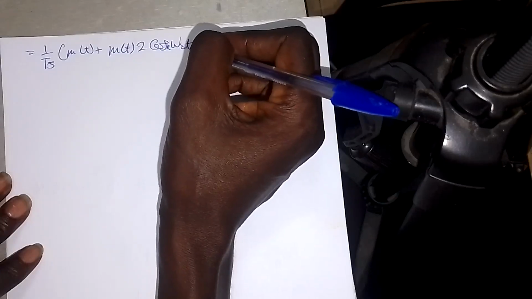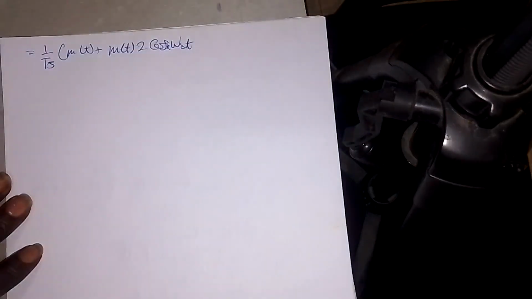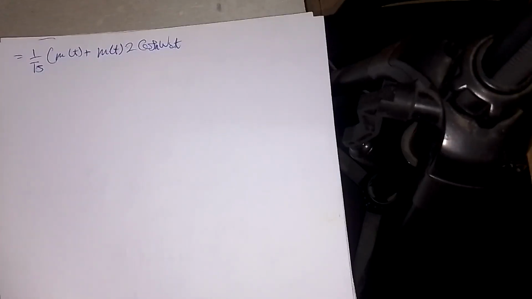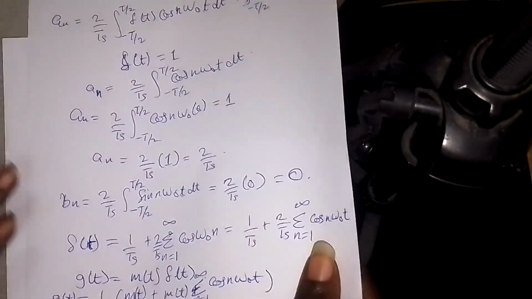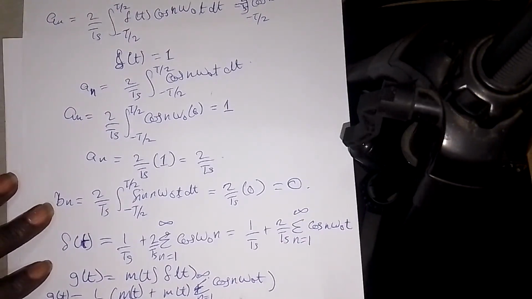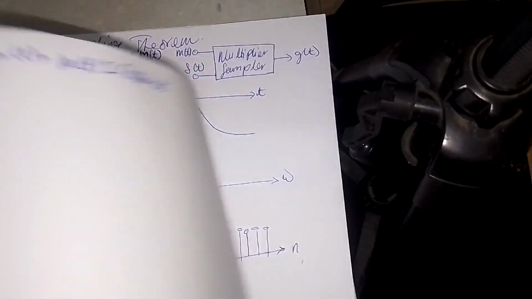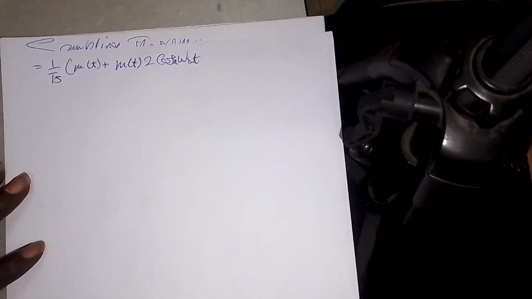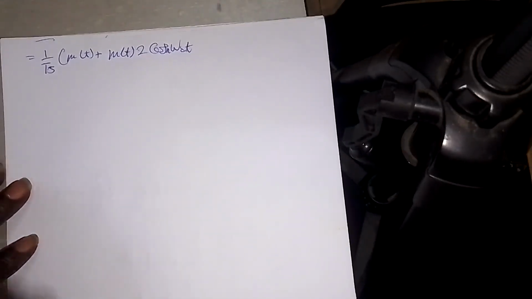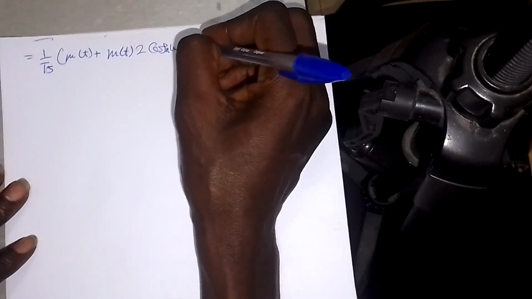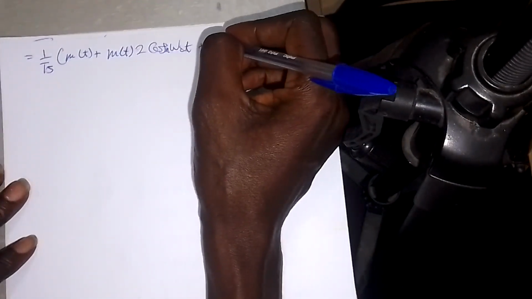Why am I saying that I'll get this one? Because you see that I've brought 1 over Ts out, so I'll have 2 here. I brought 1 over Ts out, so I have 2 here. So now I'll get 2 cos n omega naught t.